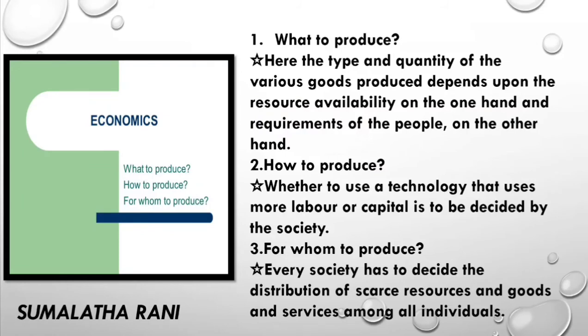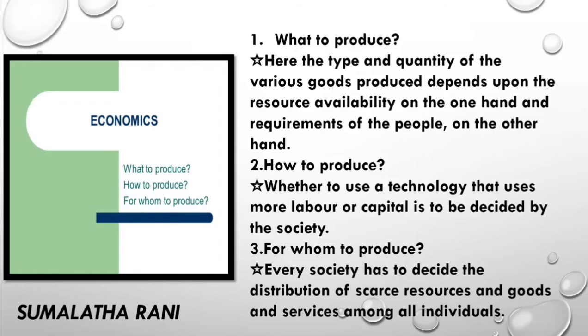First one, what to produce. An individual or a society has to decide about what goods and services to produce. These three basic problems are related to both microeconomics as well as macroeconomics.